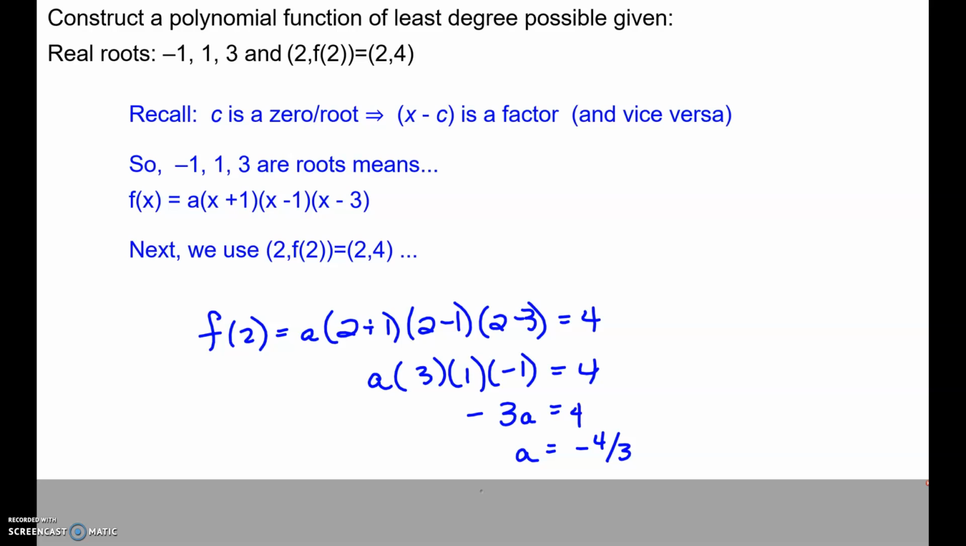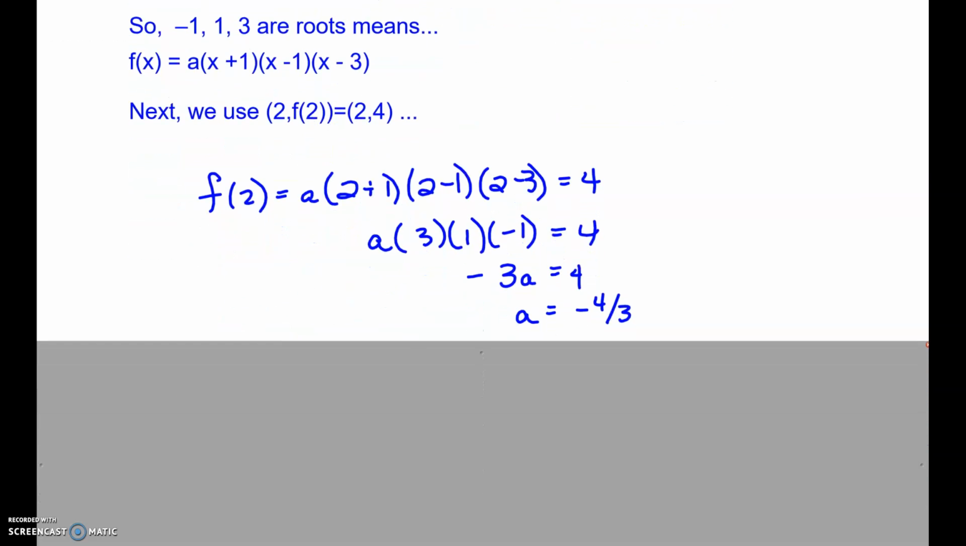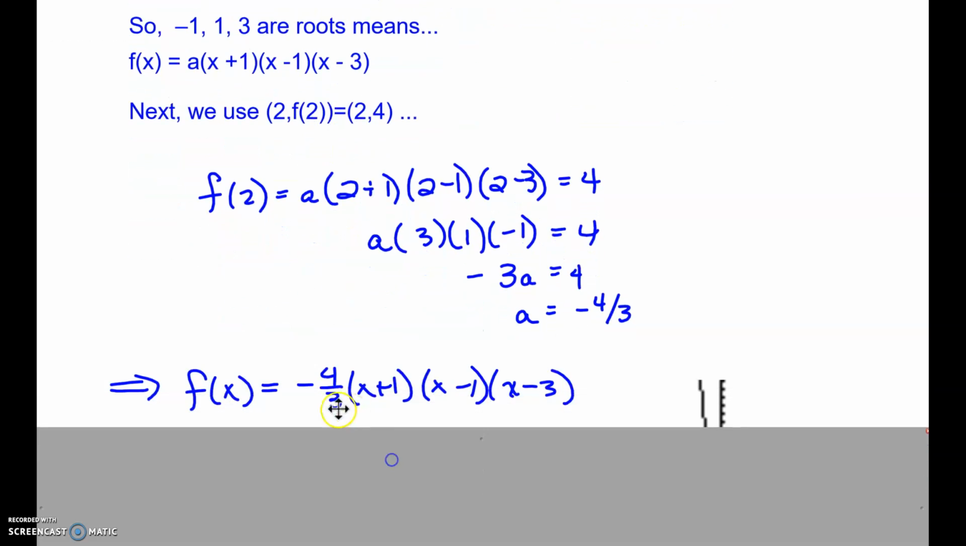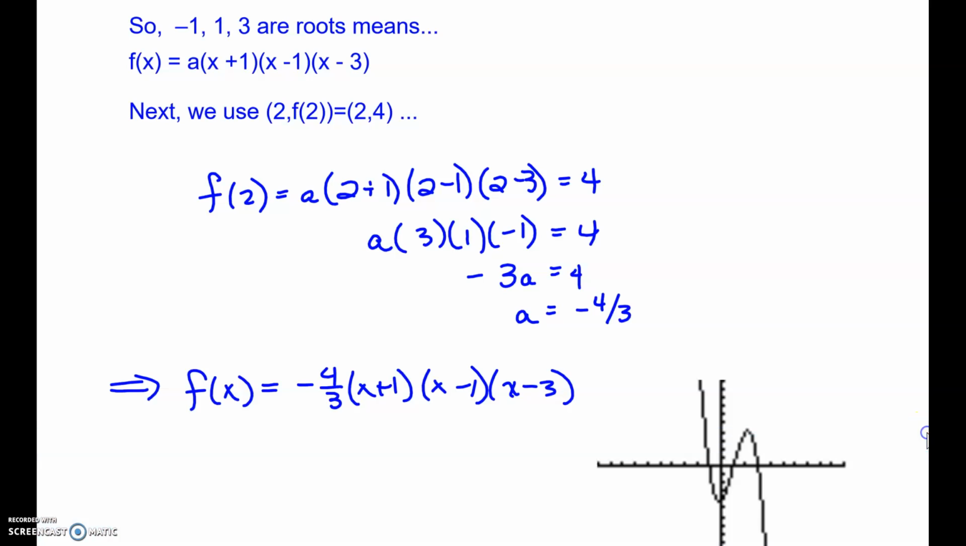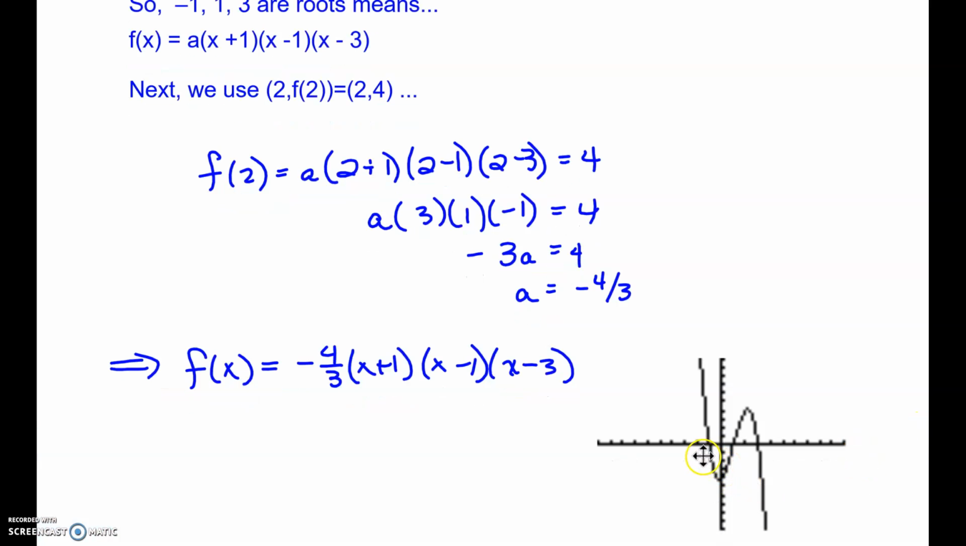At that point, then, I'm able to determine my actual function. It would be -4/3, where my a was, and then my factors. I don't have to multiply it out. You can if you want, but you don't need to. As a way to double check myself, I'm going to put this in my calculator and graph it. And I want to make sure that all the numbers that I was told were zeros or roots actually do show up as x-intercepts.